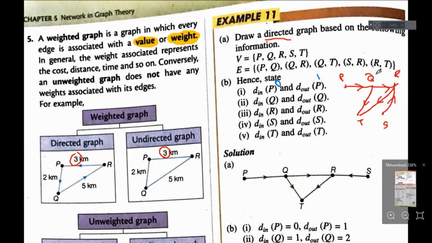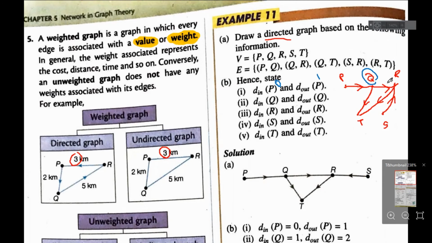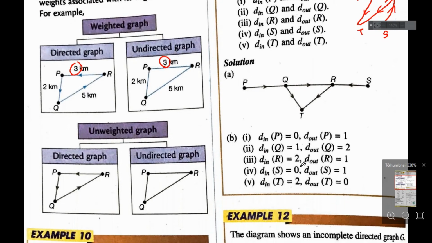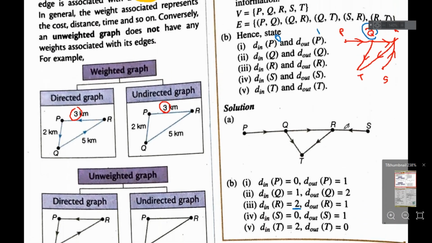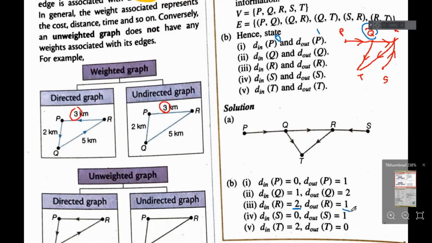Then for Q, in degree, berapa garisan masuk ke dalam Q? How many lines coming into Q? Only 1. So in degree of Q equals 1. Out degree of Q, berapa garisan keluar daripada Q? 1, 2, 2 lines. So equals 2. For R, in degree, we have 1, 2. 2 lines coming into R. So equals 2. Out degree of R, how many lines coming out from R? 1. So equals 1.